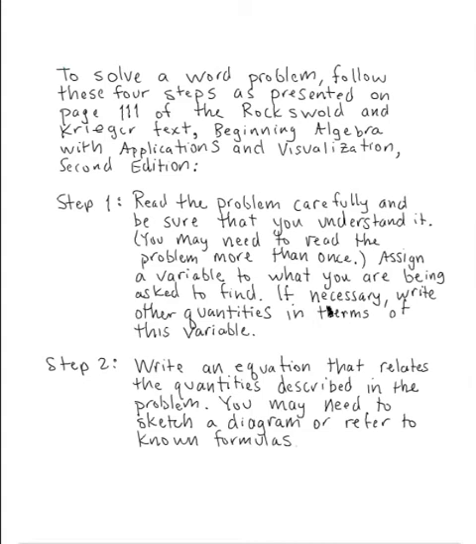Step 1. Read the problem carefully and be sure that you understand it. You may need to read the problem more than once. Assign a variable to what you are being asked to find. If necessary, write other quantities in terms of this variable. Step 2. Write an equation that relates the quantities described in the problem. You may need to sketch a diagram or refer to known formulas.